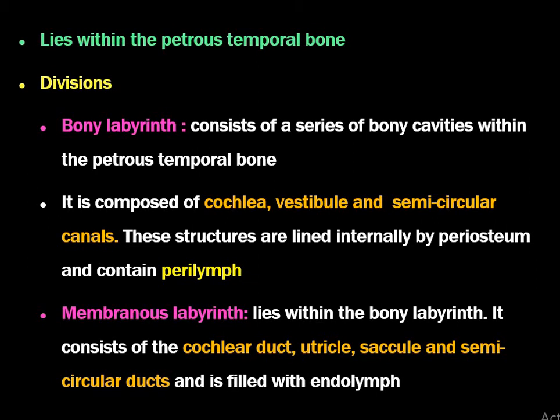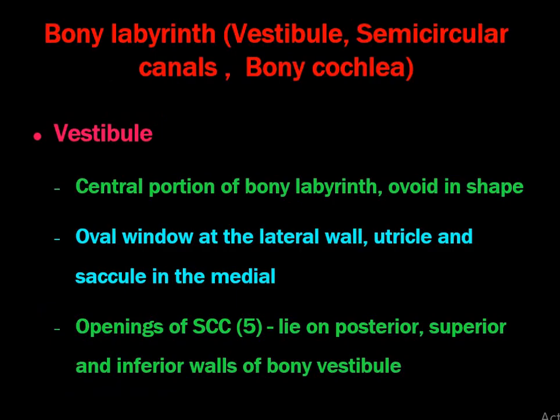The membranous labyrinth lies within the bony labyrinth. It consists of cochlear duct, utricle, saccule, and semicircular ducts, and is filled with endolymph. Vestibule is the central portion of bony labyrinth, which is ovoid in shape, and oval window lies at the lateral wall, and utricle and saccule in the medial wall.